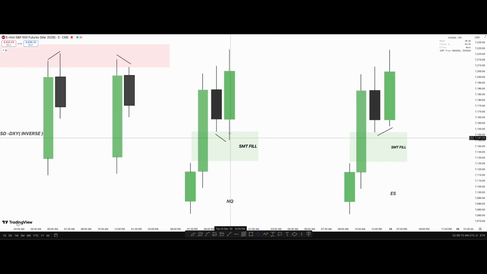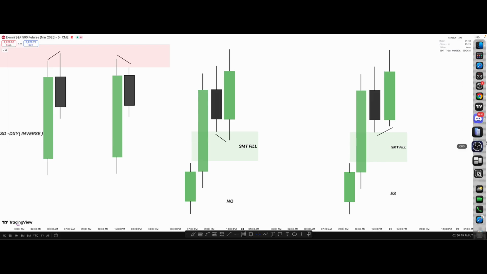So in NQ, we have the same fair value gaps, but this fair value gap was filled, isn't it? This fair value gap was filled, but this fair value gap was not filled. So this is also a concept. It is an SMT fill concept, which means the fair value gap is mitigated in this one, and on the other pair the fair value gap has not been mitigated. This is one thing, a very simple way to understand.